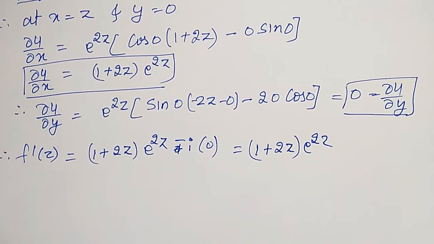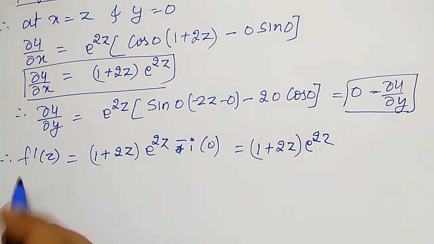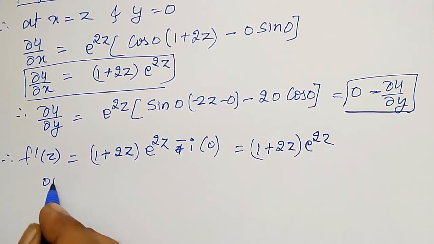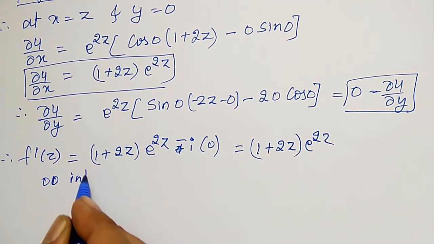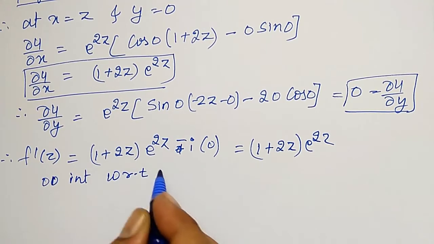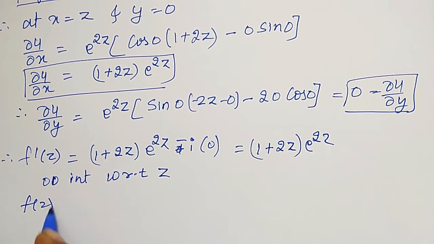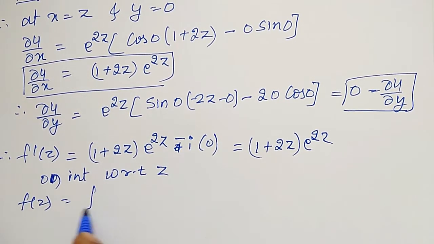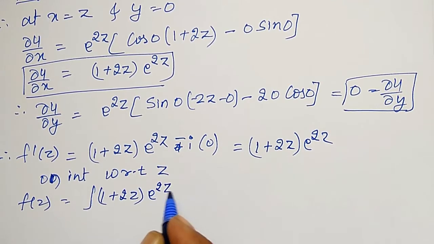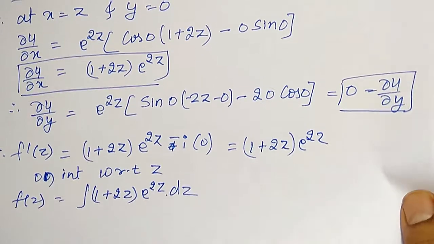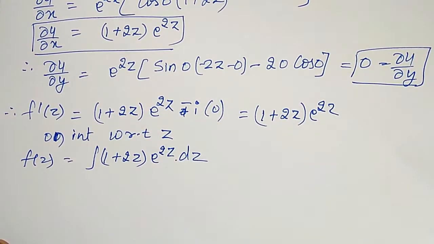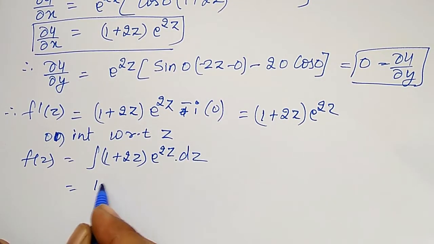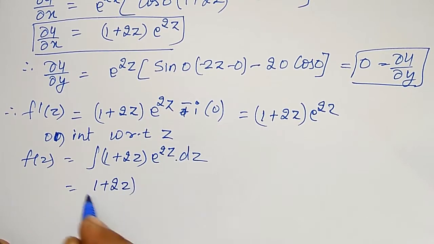Therefore, I want f(z), the analytic function, but here I got f'(z), so on integration with respect to z, f(z) is equal to the integration of (1 plus 2z) into e to the power 2z dz. Now I have to integrate this one. To integrate this, I will use Bernoulli's rule directly. That is, 1 plus 2z as it is.